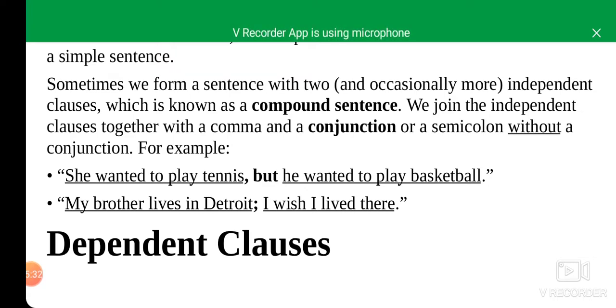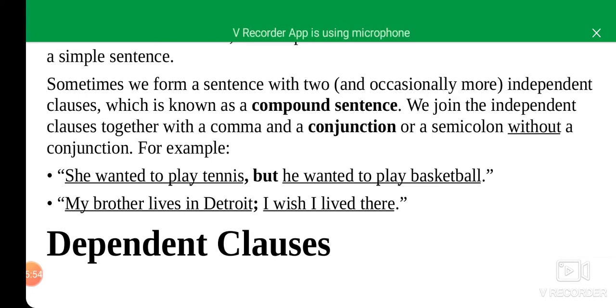She wanted to play tennis. This is a complete sentence. He wanted to play basketball. This is also a complete independent clause. But these both clauses have been separated with the conjunction but, which shows the contrast. My brother lives in Detroit.